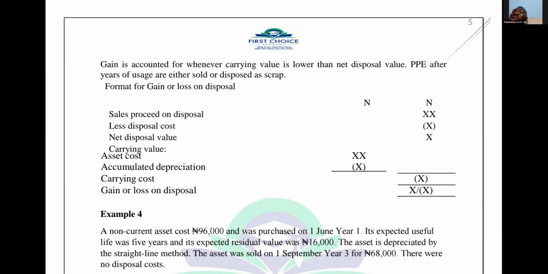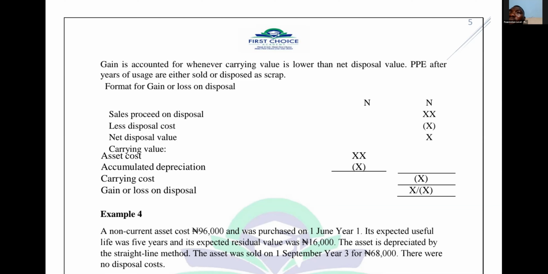The general way of calculating profit is what? Selling price, or let's say sales, minus cost. That's the way. Sales minus cost. That's the way of getting our profit. So if we sold something for 20,000 and our cost is 15,000, our profit will be what? 5,000.